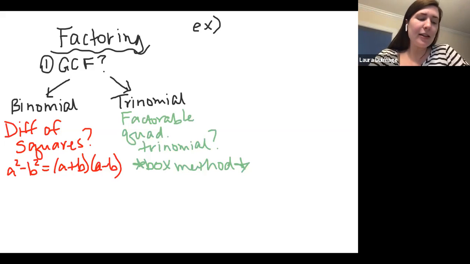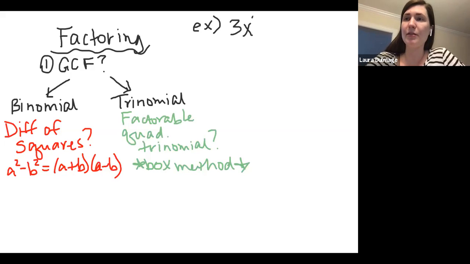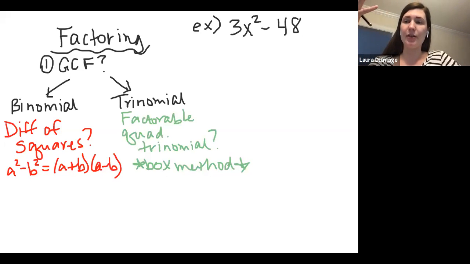Okay, let's start with the first example. So all of these are just going to be factor it, that's all. So our first one's going to be 3x squared minus 48. These are going to be a little more complex than the ones we did the other day, just because we're putting everything together.